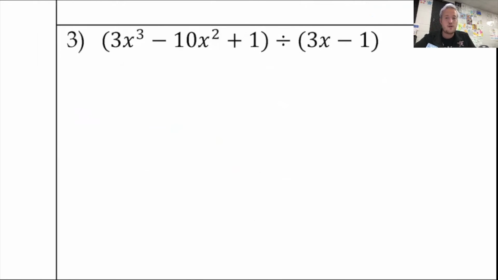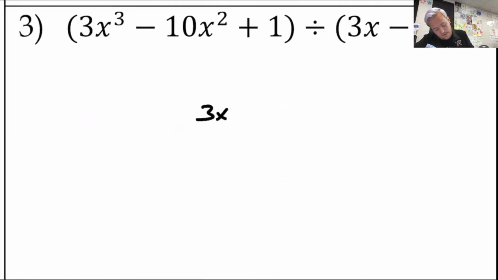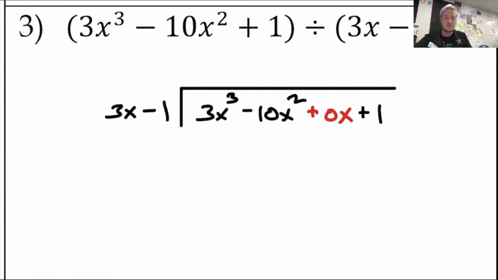Okay, so looking at number 3. If you look at your dividend here, your very first one, notice how we go from a power of 2 to a power of 0. So we're missing a term, which means we need a placeholder. So I'm going to have 3x cubed minus 10x squared plus 0x plus 1. Then I'm going to divide by 3x minus 1.